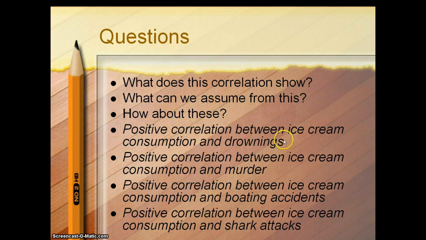Now, here are some other ones. There are positive correlations between ice cream consumption and drowning. There are positive correlations between ice cream consumption and murder. There are positive correlations between ice cream consumption and boating accidents. And there are positive correlations between ice cream consumption and shark attacks. This is going to be part of your discussion thread, so that will show up again later.